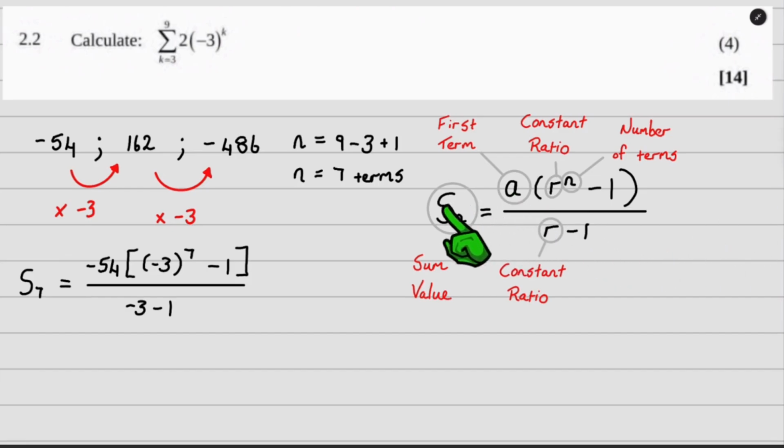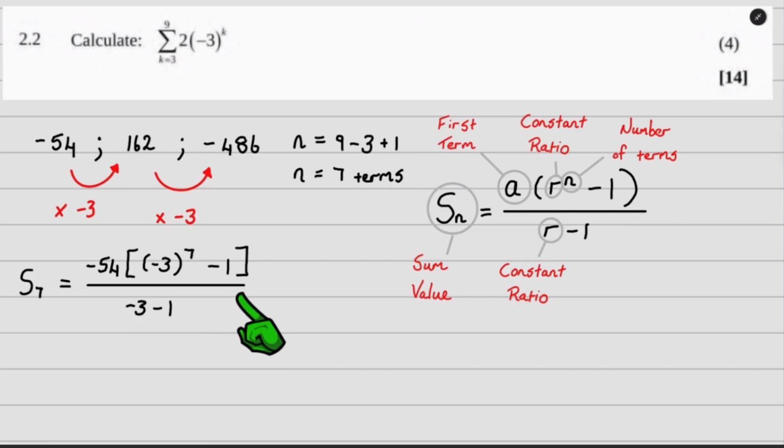Okay, so I've replaced a with the first term, which is minus 54. The ratio has been replaced with minus 3. The number of terms, we've got 7 terms from top minus bottom plus 1. So that goes over there and there. And also the ratio appears down here.